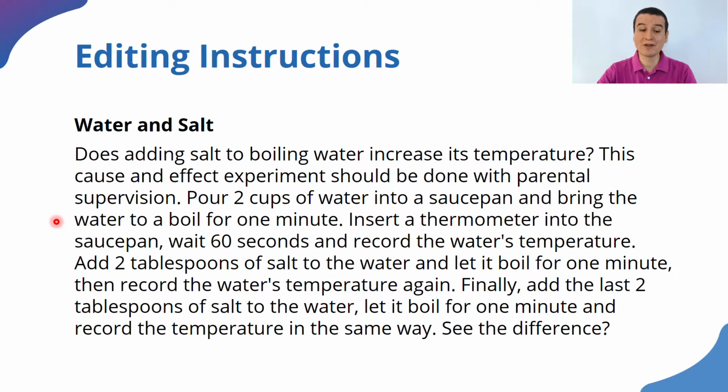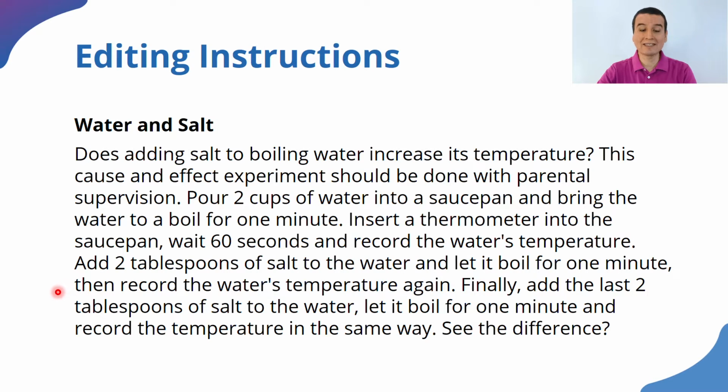Insert a thermometer into the saucepan. Wait 60 seconds and record the water's temperature. No wonder this requires parental supervision because that water is going to be very, very hot. So you need a parent to help you with that, to tell you how they do it. Then add 2 tablespoons of salt. Remember the measurement that they use? Add 2 tablespoons of salt to the water and let it boil for 1 minute. Right? Then record the water's temperature again.